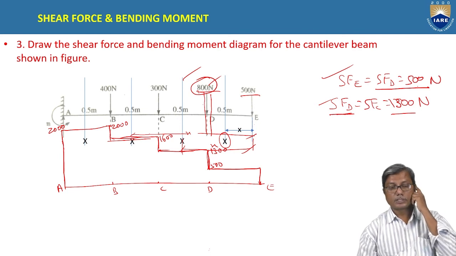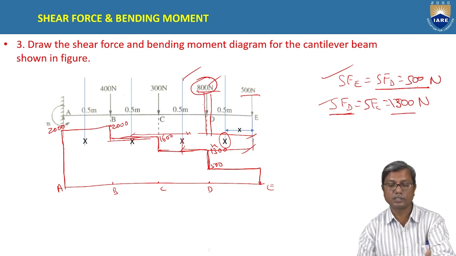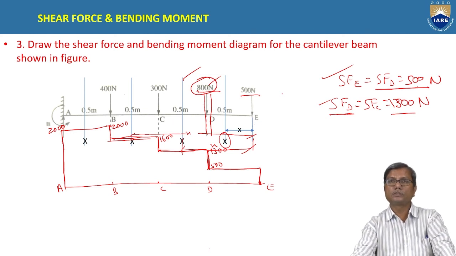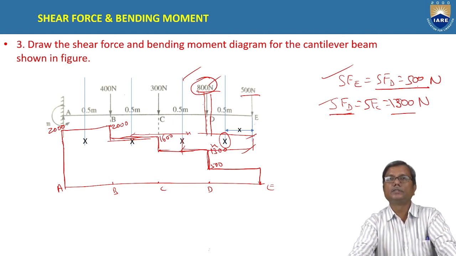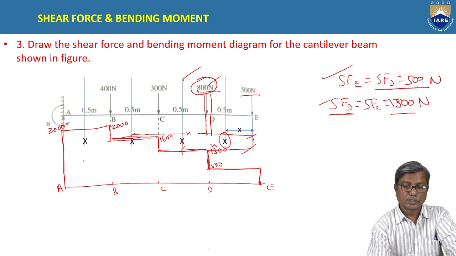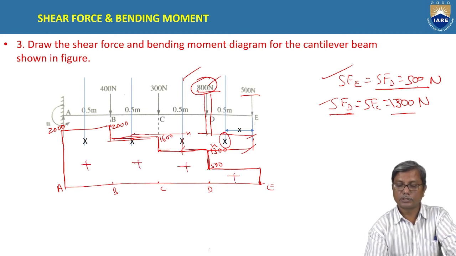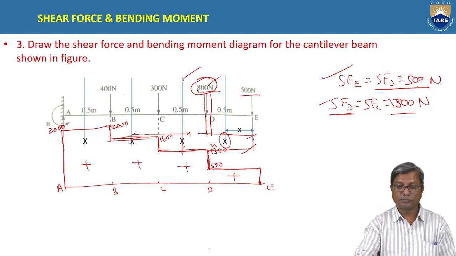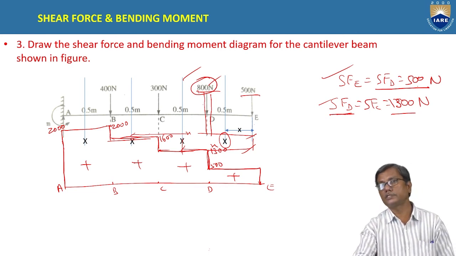So the shear force at A, when you consider right hand side, it is the sum of all these 4 point loads. Okay. 400 plus 300 plus 800 plus 500. Okay. Total is 2000 actually. Okay. Yeah. This is all positive shear force. This is all positive shear force. Similarly, bending moment diagram. Bending moment diagram is negative actually.